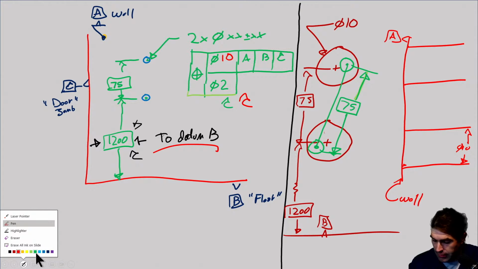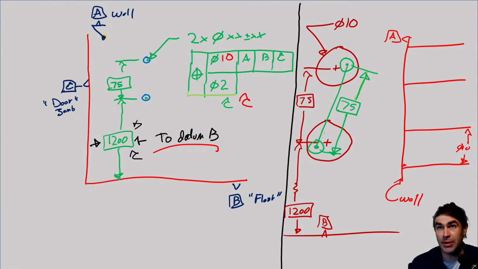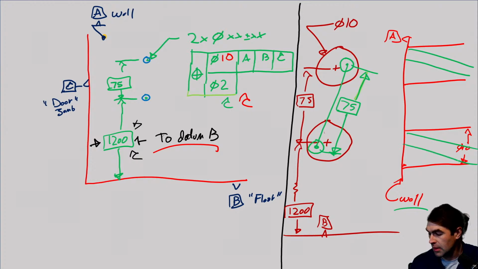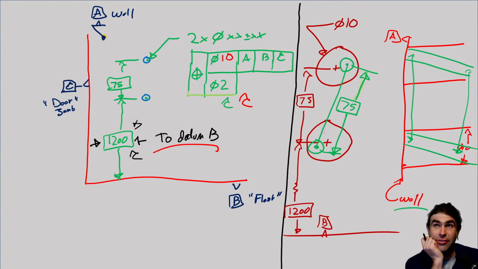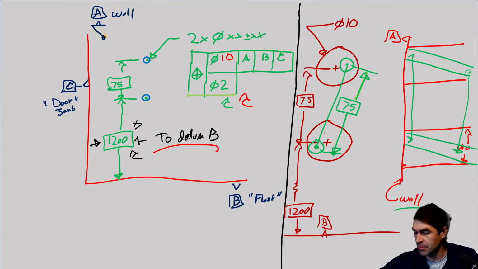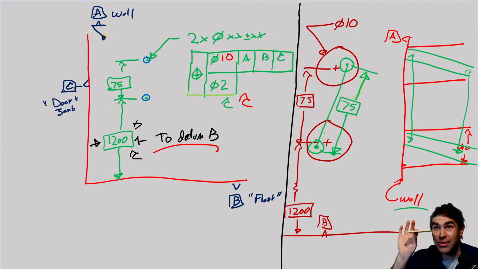Well, if these 2 millimeter tolerance zones are not related to datum A, which would be the wall, the tolerance zones are free to be at any orientation as long as they're the right distance from each other. So for a light switch cover, it doesn't matter, because the cover is so thin you don't really need a projected tolerance zone or anything, right? It'd probably be fine.